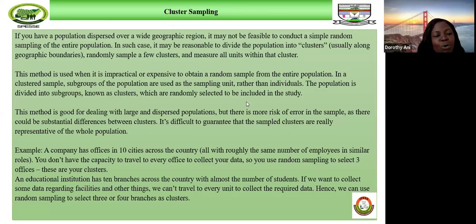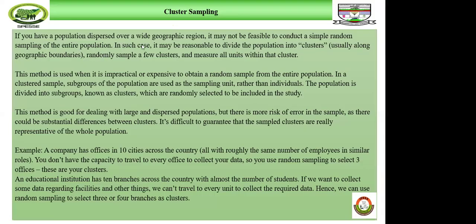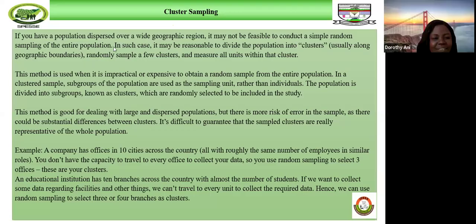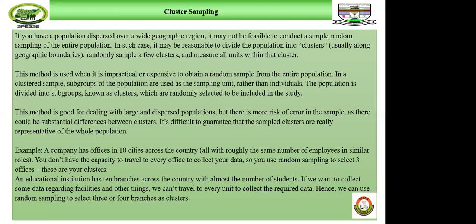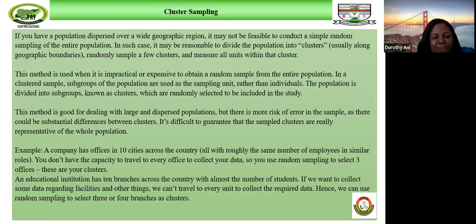Okay, so cluster sampling here: if you have a population dispersed over a wide geographical region, it may not be possible for you to use simple random sampling for the entire population.